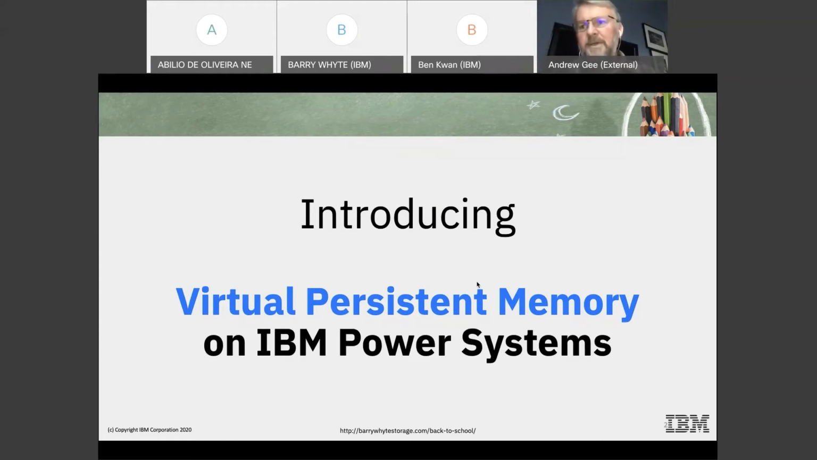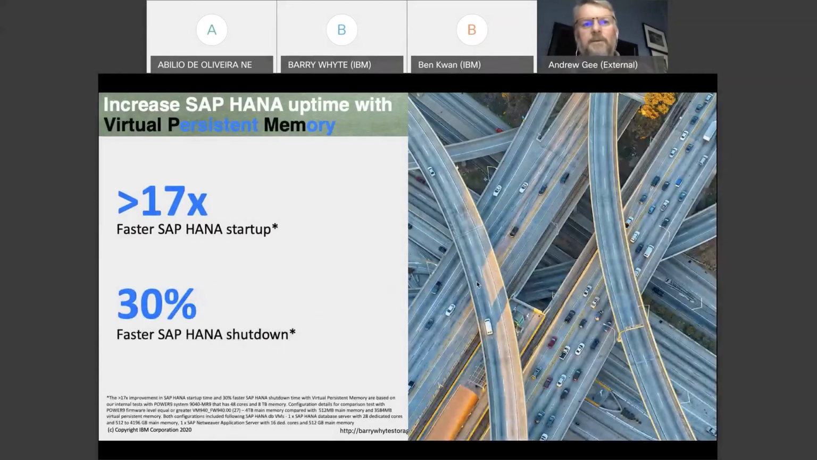And IBM's chosen to do things slightly differently. So we introduced a thing called virtual persistent memory on IBM Power Systems. And we'll cover how it works in a little bit, but what we found testing our own systems is we have a 17 times faster startup and we have a 30% faster shutdown.